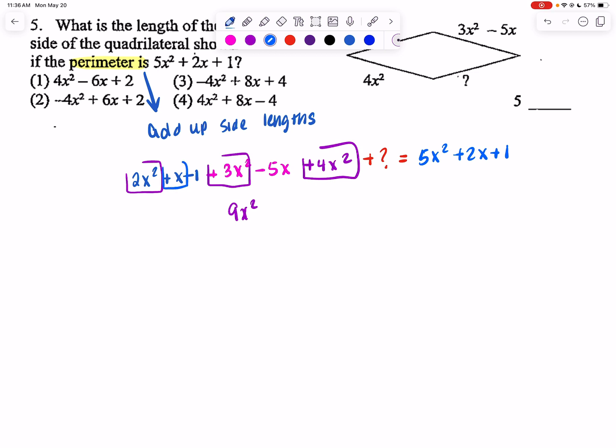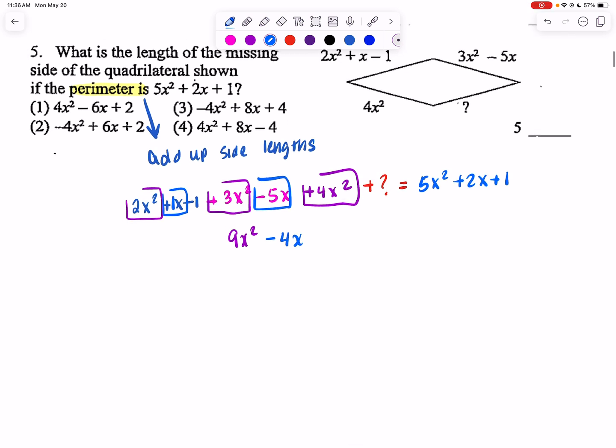Now I'm going to combine my x's. So I have a 1x, a negative 5x, and there's no other like term. So 1x minus 5x gives me a negative 4x. And then I just have my good old minus 1, right? So I'm going to rewrite my minus 1 plus my question mark. And that's going to be equal to 5x squared plus 2x plus 1.